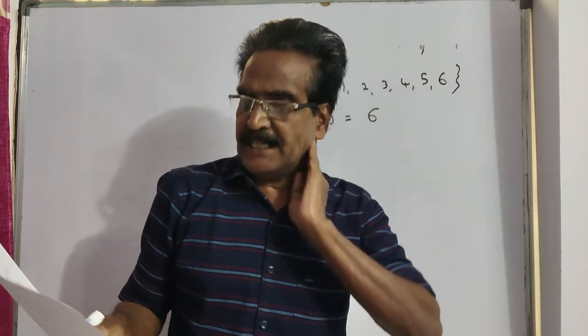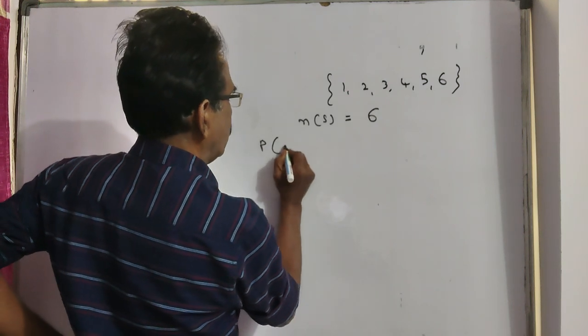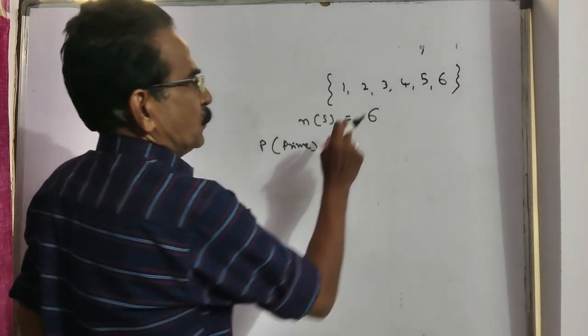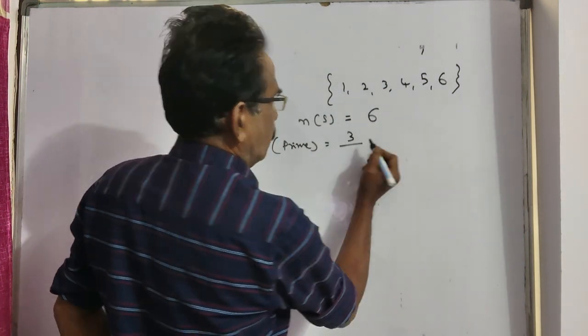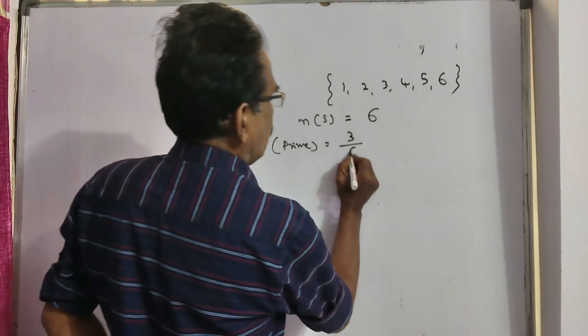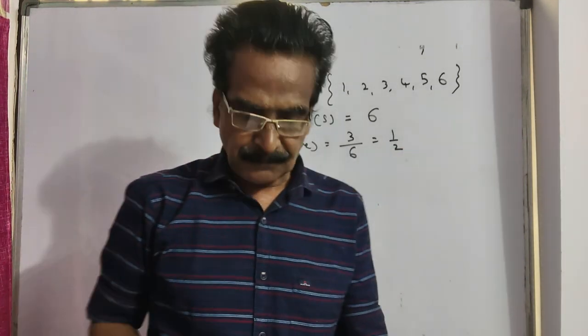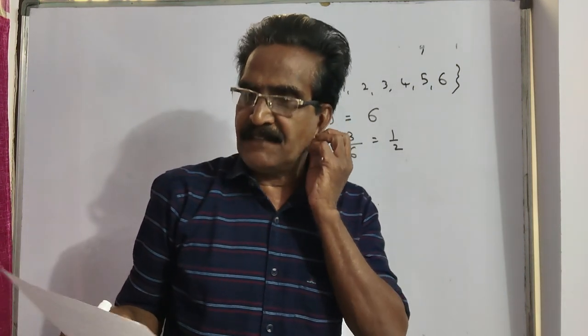Now, let us see what probability we want. Find the probability of getting a prime number. So, how many prime numbers are there? Favorable outcomes: 2 is a prime number, 3 is a prime number, 5 is a prime number. So, favorable outcomes 3 by total number of cases 6. Probability is 1 by 2. That is the first question.